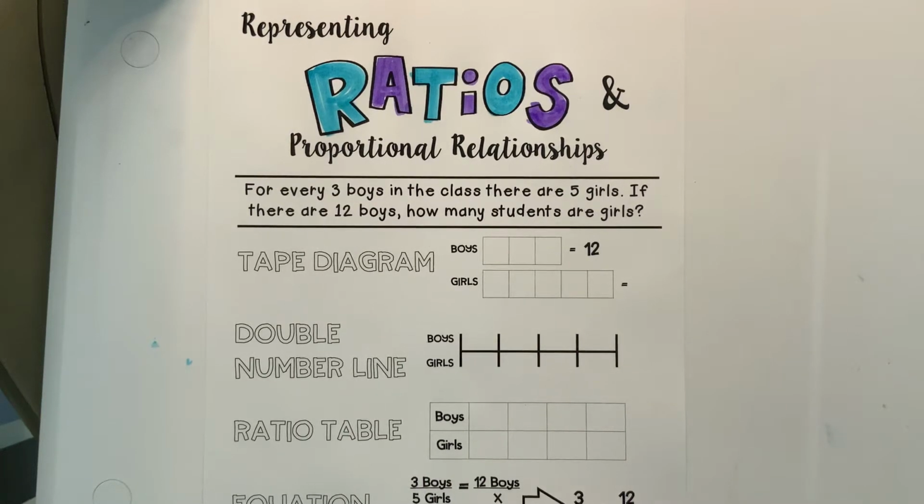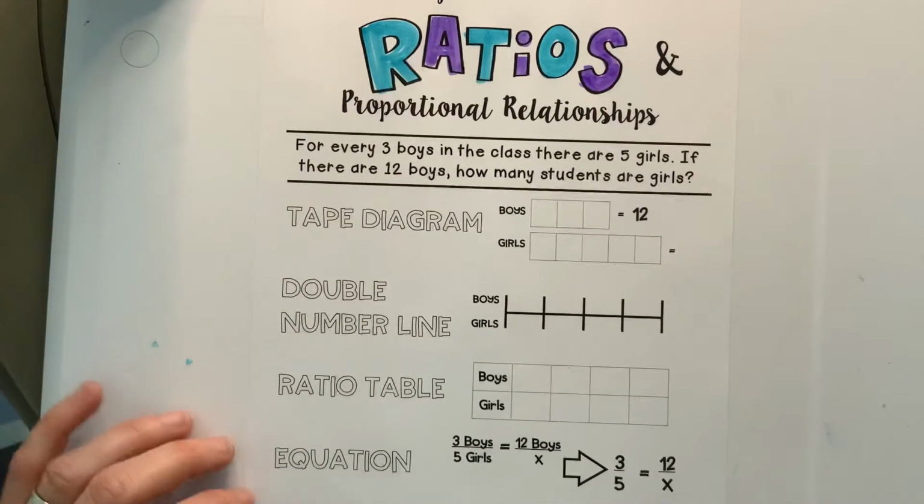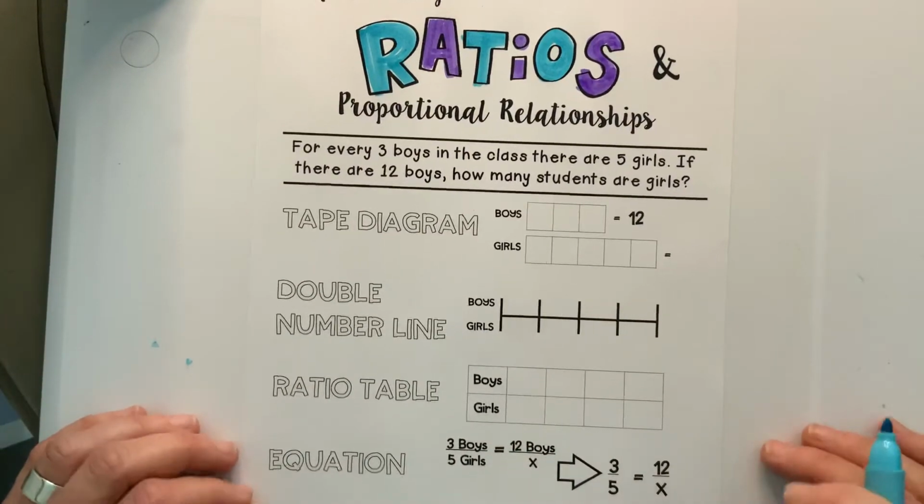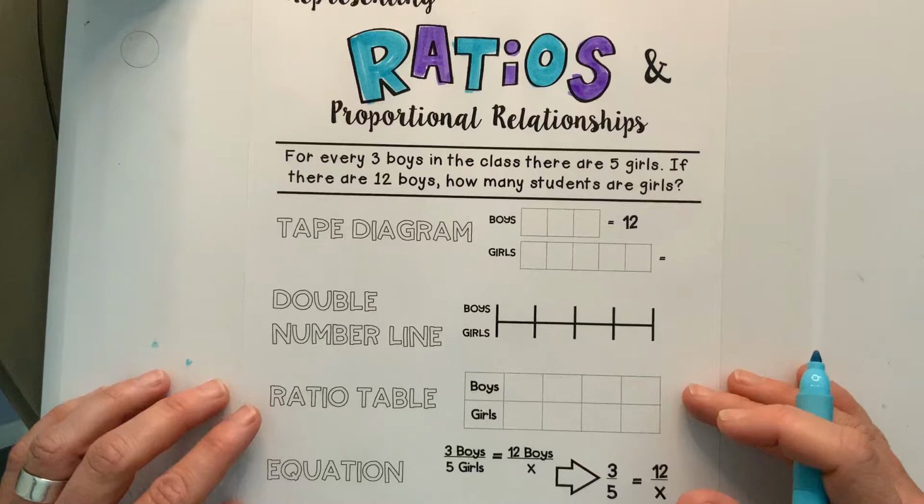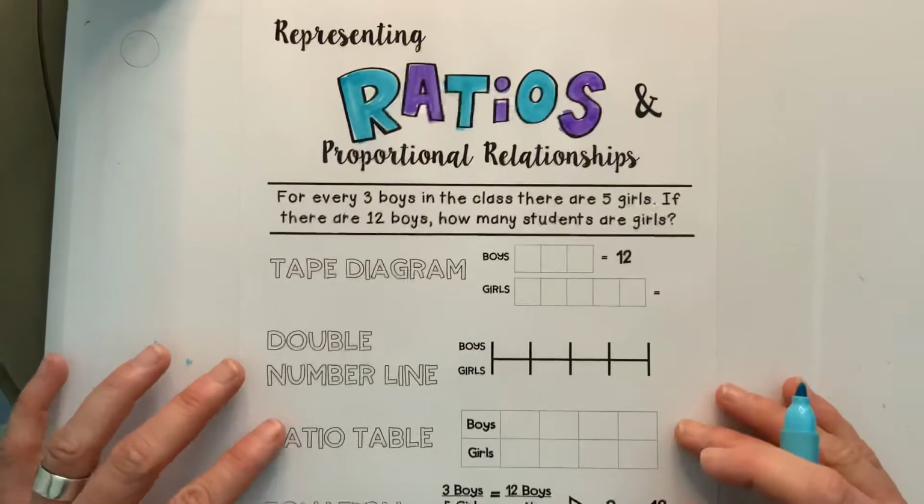In this video, we are going to be exploring how you can represent ratios and proportional relationships using a variety of diagrams and strategies. So we're going to present you with 4 different strategies that you can use, and you're free to use any of them, whichever way it clicks for you and makes sense to solve problems with ratios.